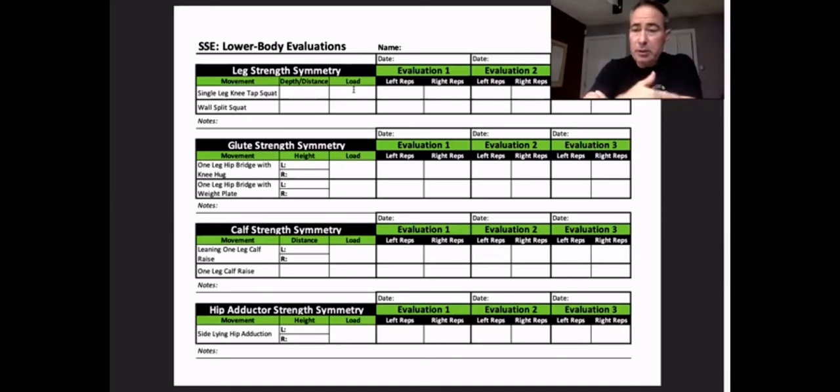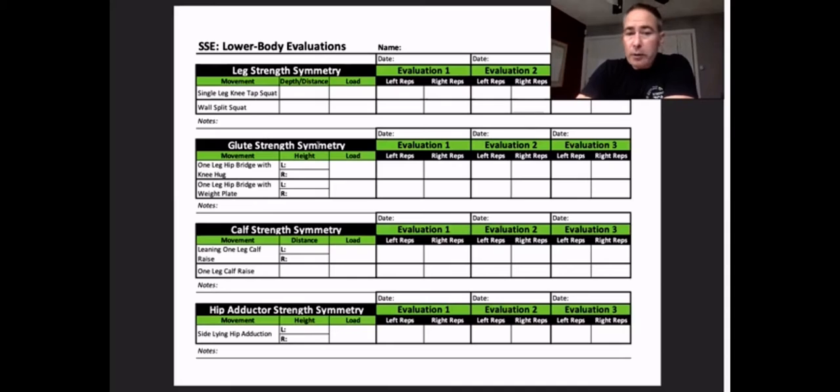In any of these sections, you just record whatever weight that you use. If you're using a band for something, kind of jumping ahead now, well, that's more for the upper body, but you would just write the color of the band for load, yellow band, blue band, whatever.